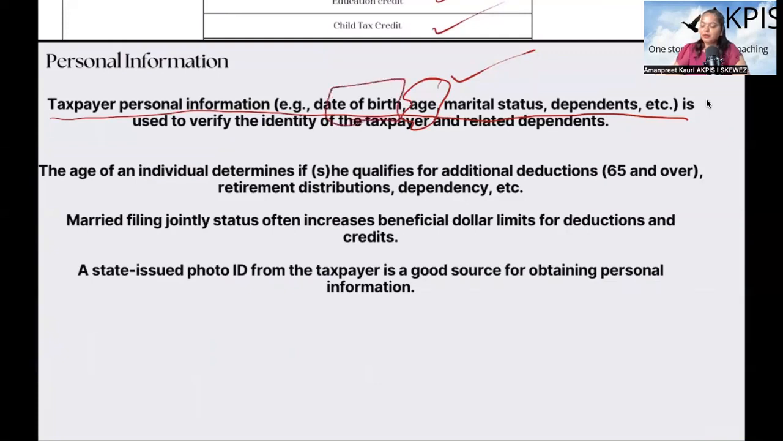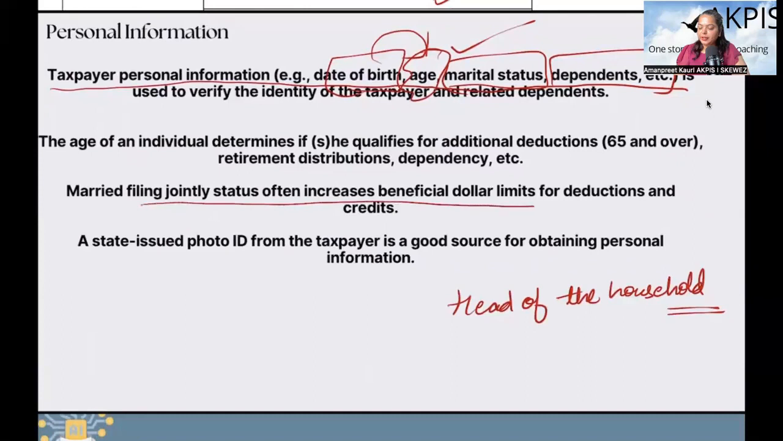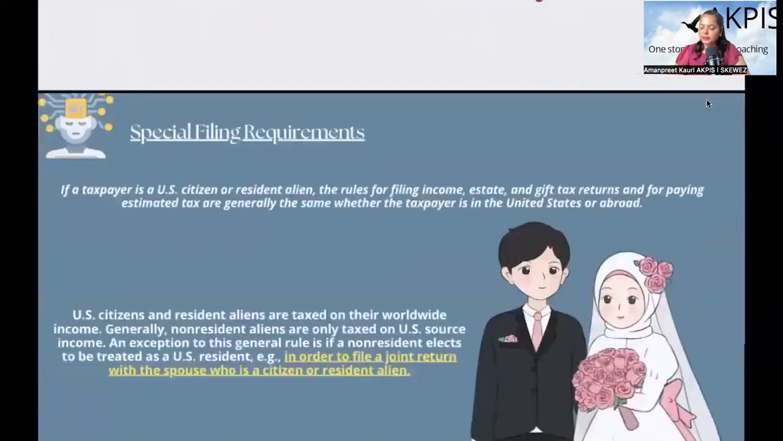Date of birth, on which the age depends, and your marital status, because if you're married and filing your joint return, you can claim more deduction. If you have dependents, then you can claim head of the household status, and you can claim more deduction, which we will discuss in the main parts of the Enrolled Agent course, right? So this is how these things actually go. Because married filing jointly has more deductions. And how can you procure all this information? From a state issued photo ID, you can have all this information. It's a good source of obtaining personal information as well.